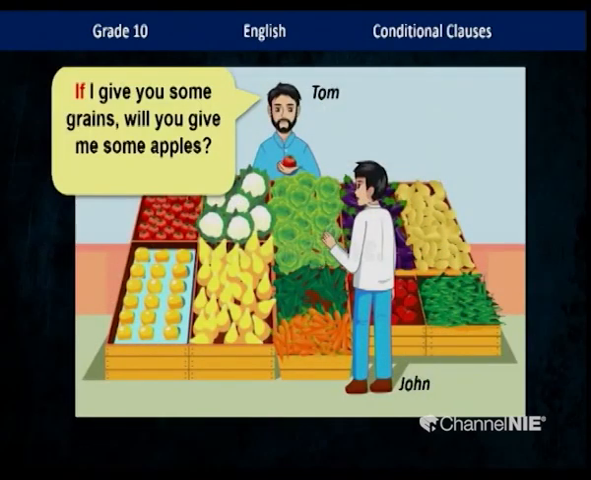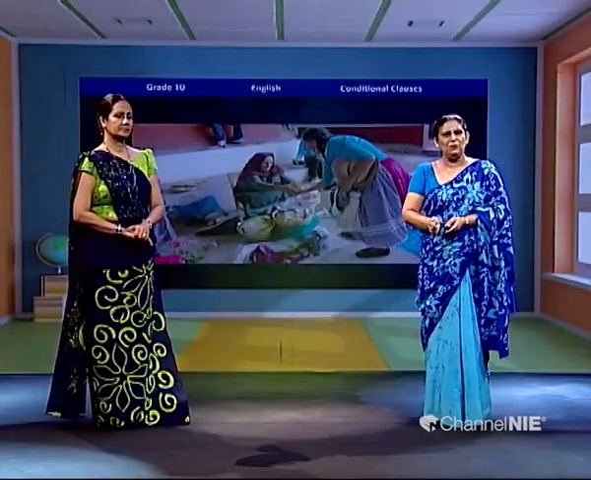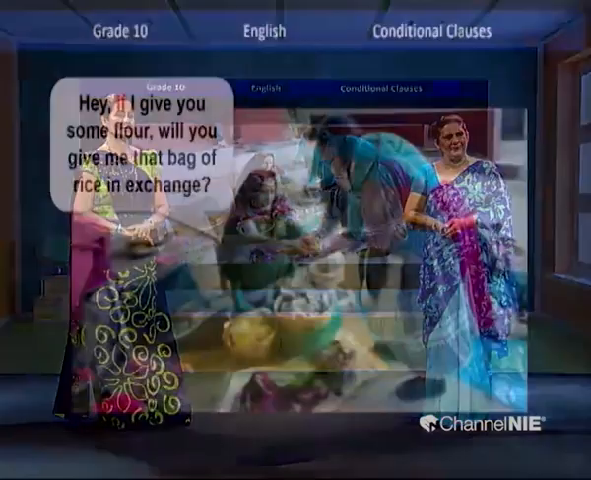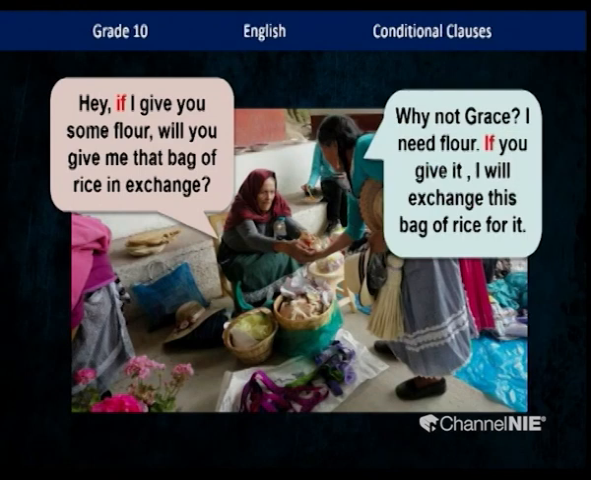If I give you some grains, will you give me some apples? Sure. If you give me a handful of grains, I will give you 4 apples in return. Right. Now here some conditions are there. Now let us look at the next one. Hey, if I give you some flour, will you give me that bag of rice in exchange? Why not, Grace? I need flour. If you give it, I will exchange this bag of rice for it.